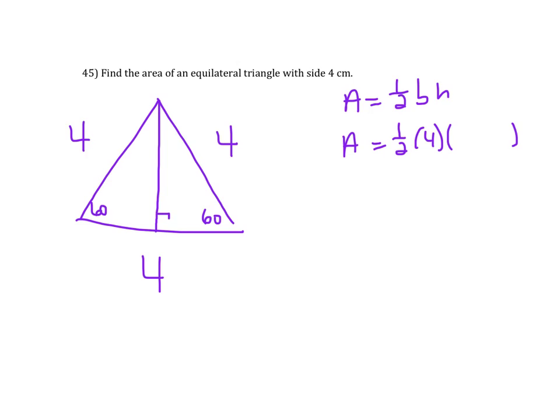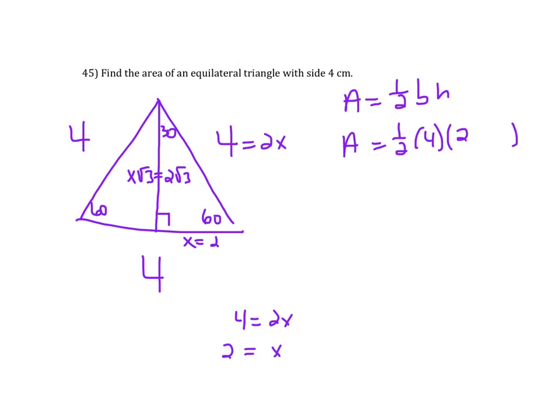So that height is perpendicular to the base, and that makes these two little triangles special right triangles. So across from 30 degrees is x. The height would be x square root of 3, and the hypotenuse is 2 times x. So 4 is equal to 2x, then x is equal to 2. So this little side would be 2. The height is 2 square root of 3.